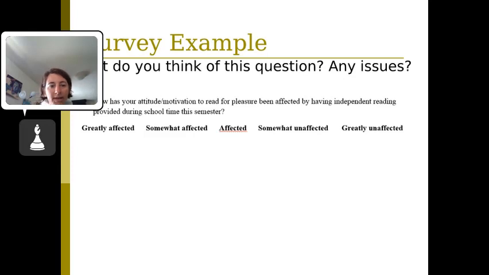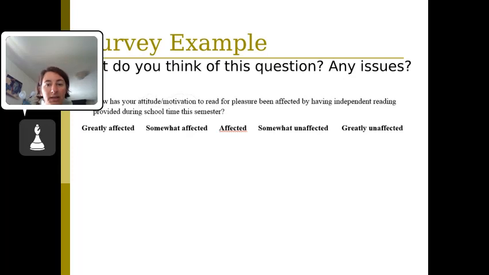So, one thing that might have caught your eye is this thing right here. This is two different ideas, attitude and motivation. Attitude towards what? Motivation. The motivation to read for pleasure, that makes sense. Attitude may be a slightly different construct.